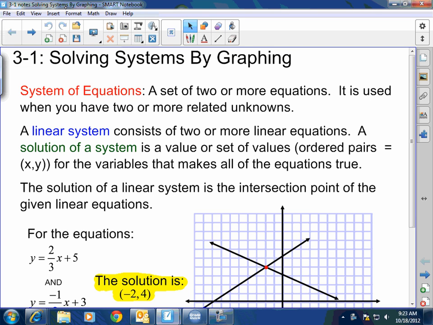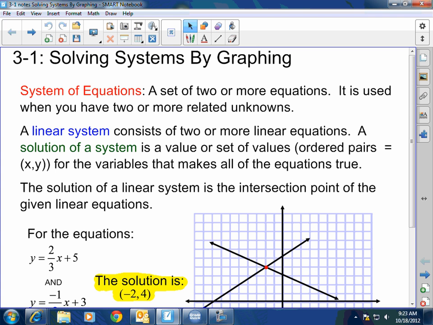Okay, guys. Today we're going to talk about 3.1, solving systems by graphing. When we're talking about a system of equations, we're talking about a set of two or more equations. It is used when you have two or more related unknowns. When you have two or more equations on the same coordinate plane, that's called a system. Just one equation is just an equation: linear, quadratic, cubic. We'll get into all the different types of functions. So when you just have one equation, it's just a graph. But when you have two or more equations on the same coordinate plane, you're talking about a system of equations.